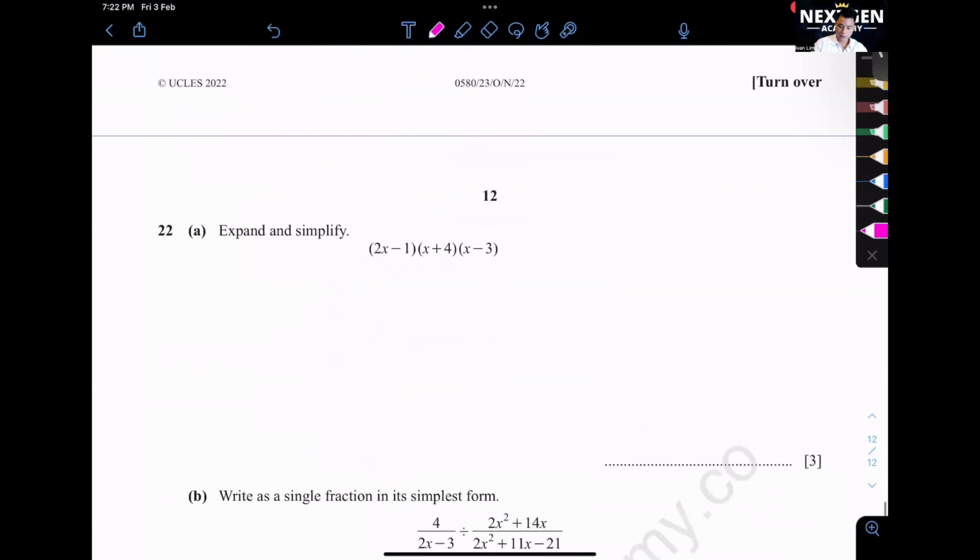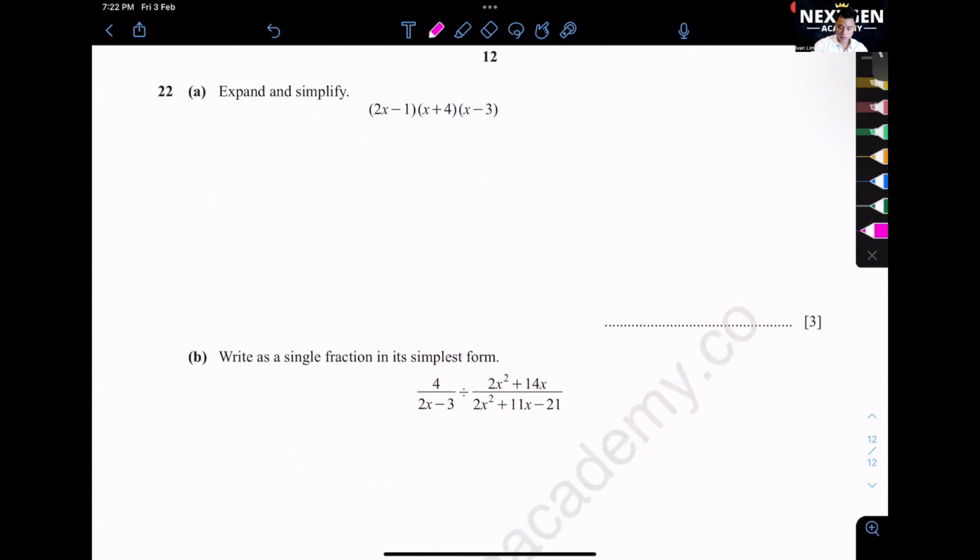Last one. Expand and simplify this one. Okay, I think this last question is easy. They give you all the front. I think only a few questions are hard. This paper honestly is still okay. Wait until you all do paper 4.